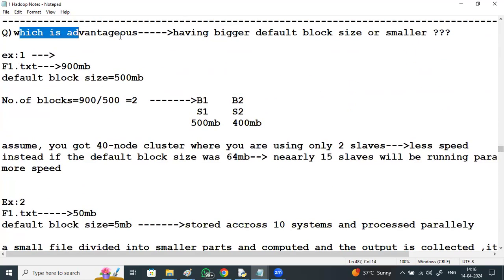Now, which is advantageous, having a bigger default block size or a smaller one? For example, there is a file f1.txt. The file size is 900 MB. I'm keeping the default block size as 500 MB as a bigger one. So the file will be divided into how many blocks? 900 by 500, two blocks. One will have 500, the other will have 400. Means two blocks, B1 and B2.